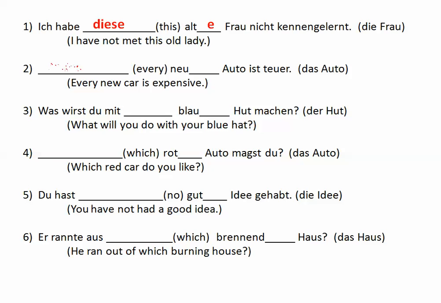For every: jedes, because that's das Auto being used as a subject, so it's nominative, so the -es is on jed to show that it's a neuter noun. Jedes neue Auto ist teuer.